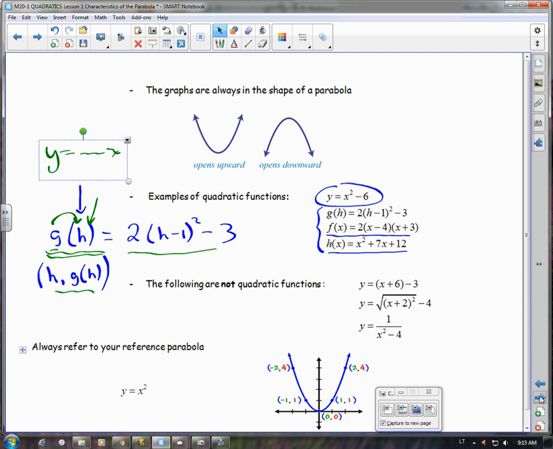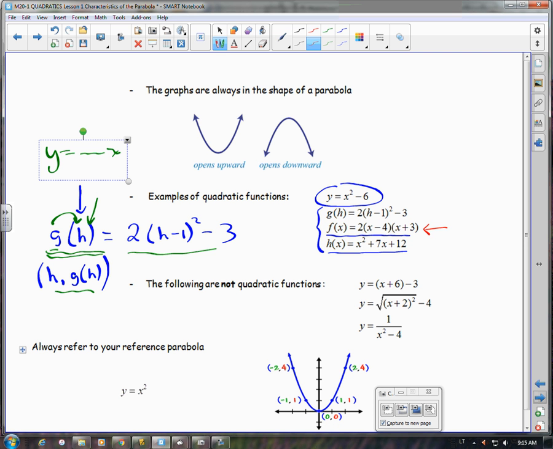Okay. So we had there 4 examples of quadratic functions. Here we've got 3 examples that are not quadratic. So the first equation here, right, you don't see an exponent of 2. And in this example here, you don't see an exponent of 2.